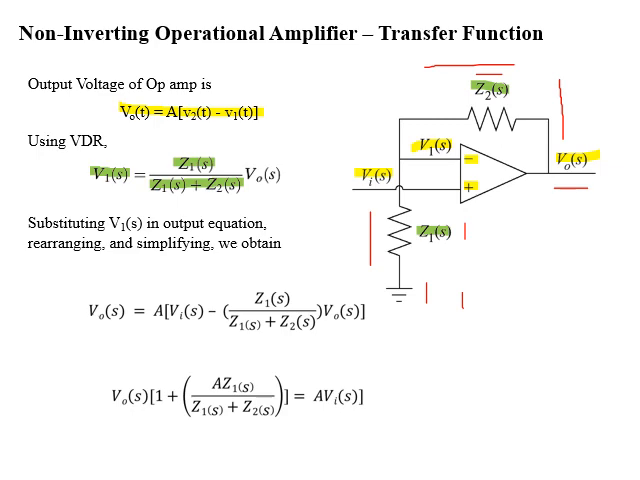Now substituting the value of V1 of S in the difference part of the output equation, we obtain a relation for V0, which is equal to the gain multiplied by the difference of the input voltage with V1 of S, which has a predefined relation. Now we will do certain rearrangements to find the transfer function V0 of S over Vi of S.